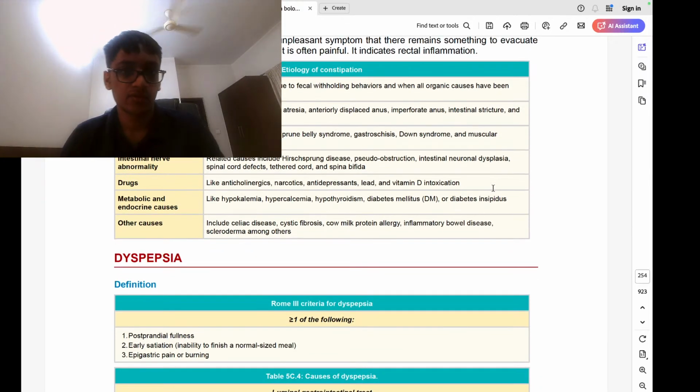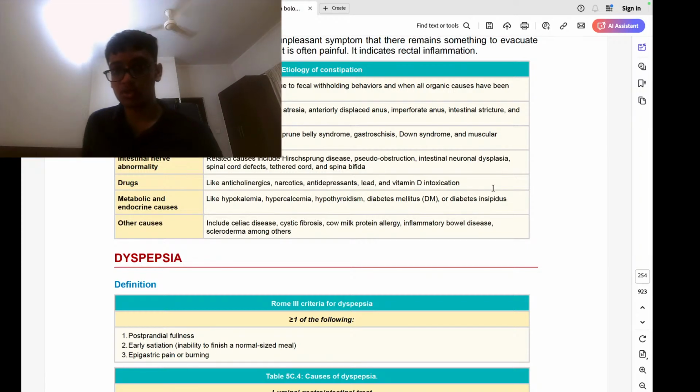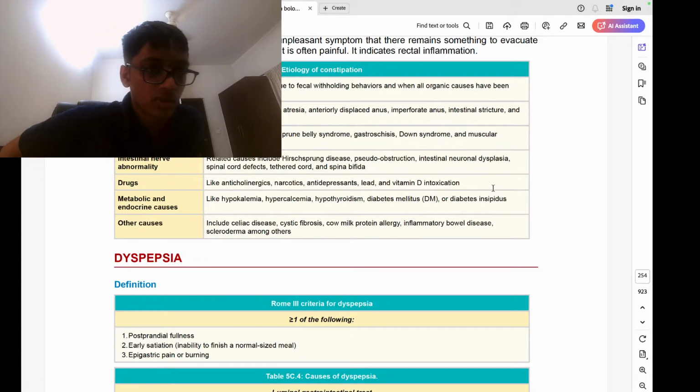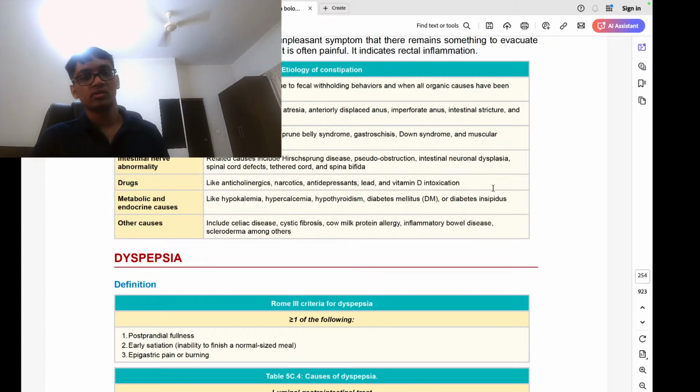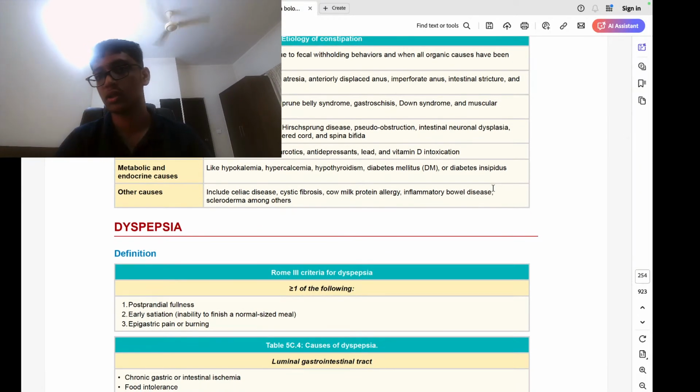So etiology of constipation, you have functional or non-organic or relative. It includes constipation due to fecal withholding behaviors and when all organic causes have been ruled out. Anatomical causes, you have anal stenosis, atresia, anteriorly displaced anus, imperforate anus, intestinal stricture, and anal stricture.